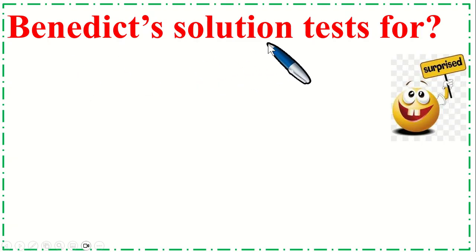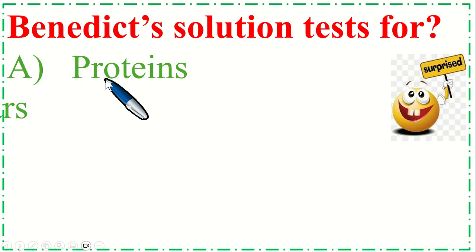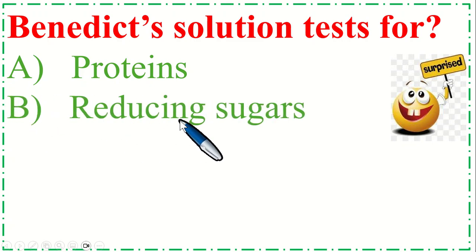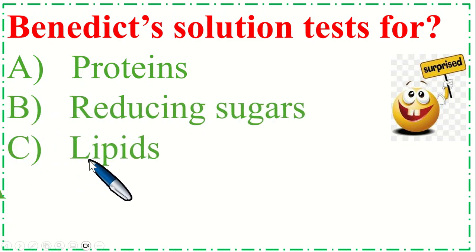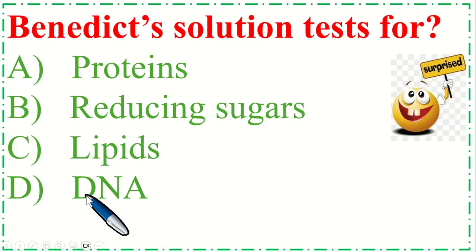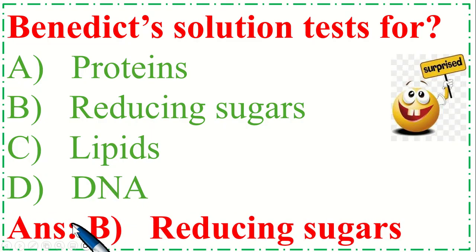Benedict's solution test is used for option A proteins, B reducing sugar, C lipids, and option D DNA. So the correct option is B reducing sugar. Benedict's solution test is basically used for reducing sugar.